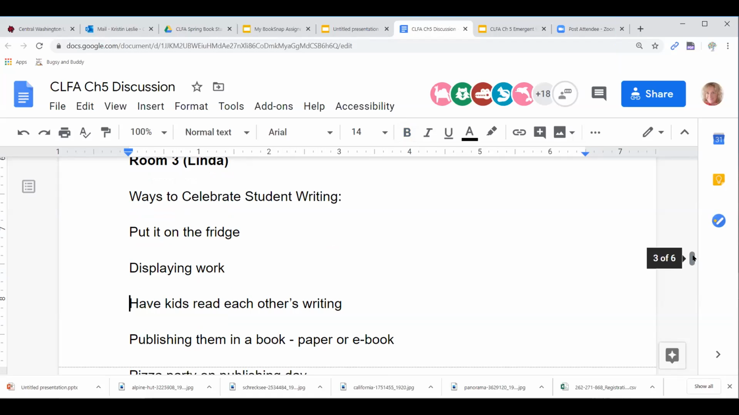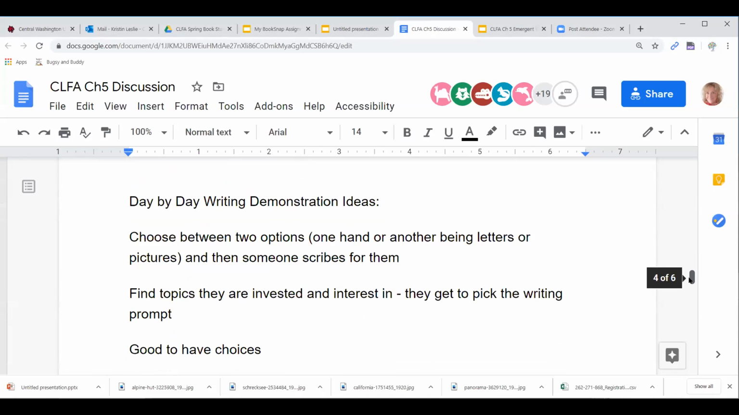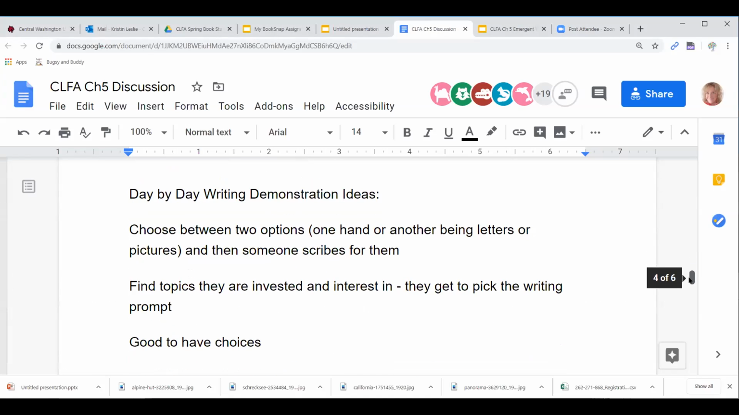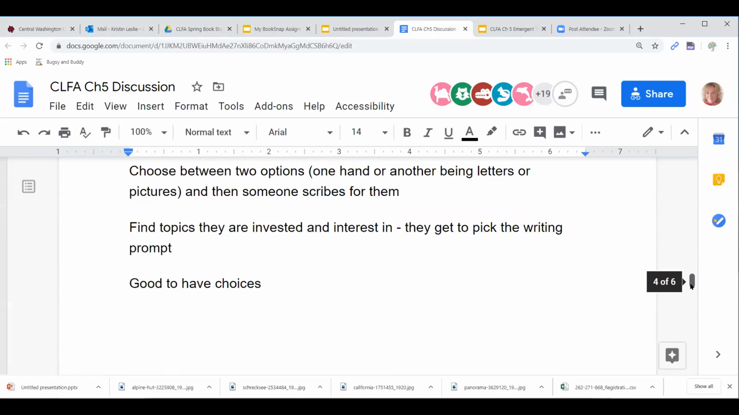So that's a great way to celebrate. And then as far as the day by day, we talked about how important choices were, and that you don't have to have a lot of technology. You can do on the fly choices, like one hand is one letter or one topic and the other hand is the other, and just let them choose between your hands. And then just how important it is to find topics they're interested in, maybe let them choose their prompts. The rest were similar to what other people had shared about publishing.